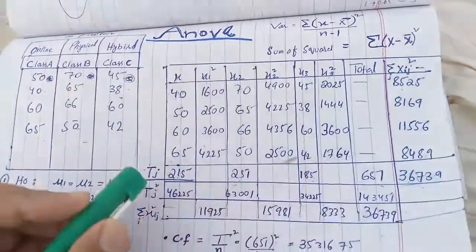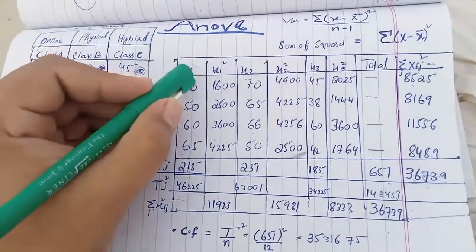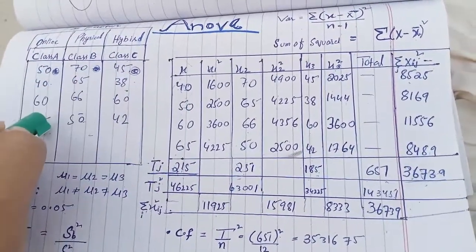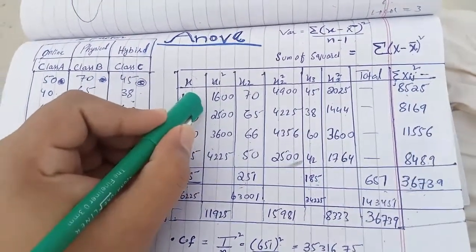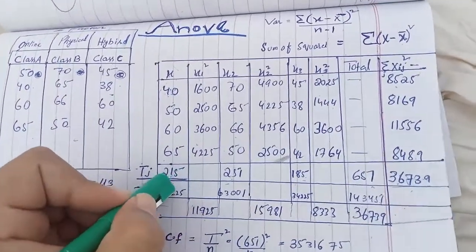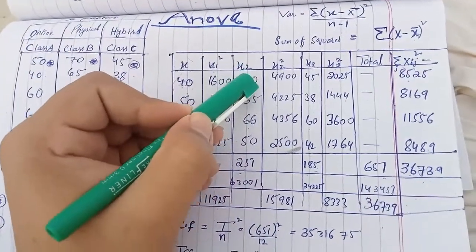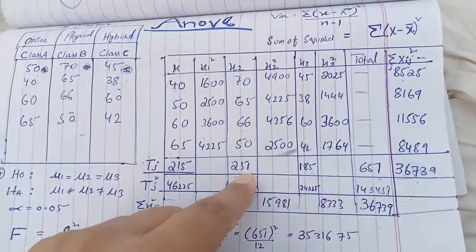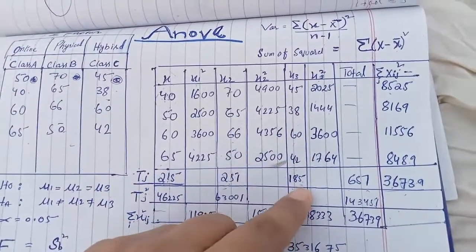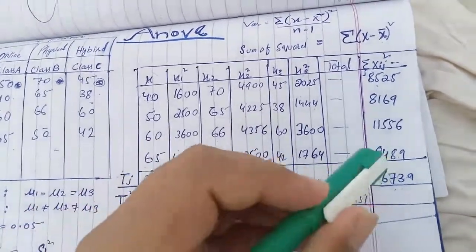What is the tj? Listen, tj is nothing but the summation of the x values, meaning the sample values. We do the summation of this sample by column, and we get 215. If we do the summation of x2 with the sample 2, we will get 251. If we do the summation of x3 values by column, we will get 185. If we do the total, we get 651, and this is 651.